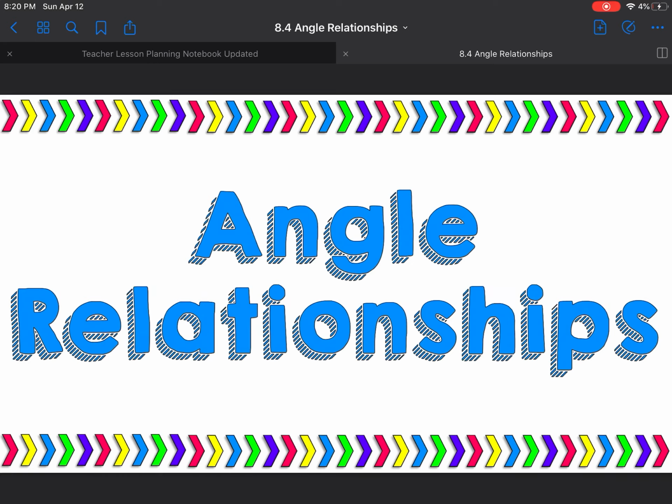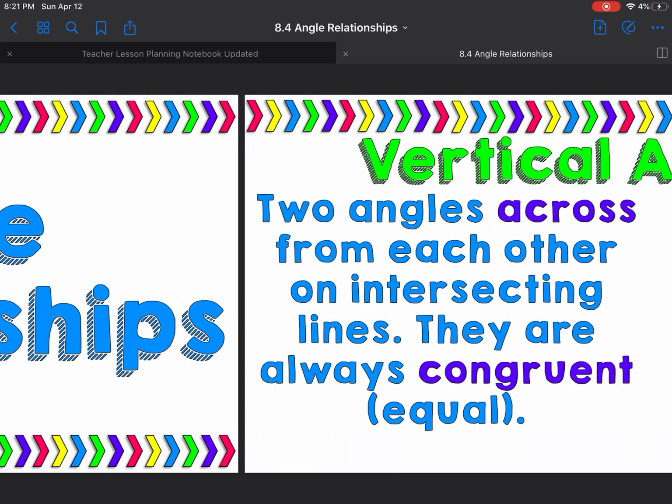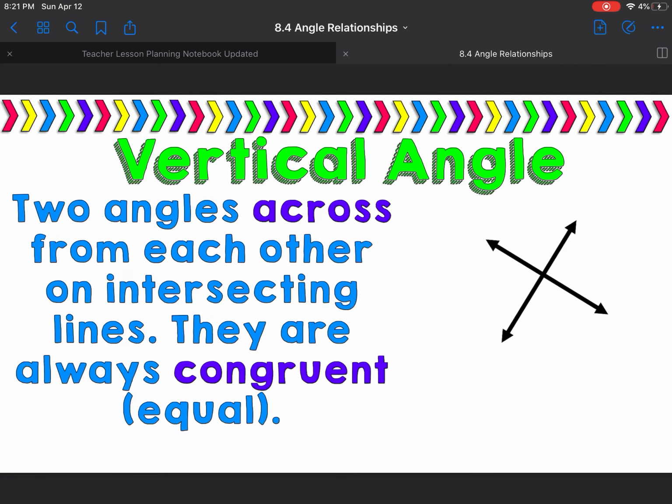Sometimes the vocab can get a little tricky, and that's what makes this lesson not hard, but a little bit different, because it does have vocab and you do have to remember all the different angles. So just remember there's a graphic organizer that you can download made specifically for this lesson. So let's go ahead and get started with angle relationships.